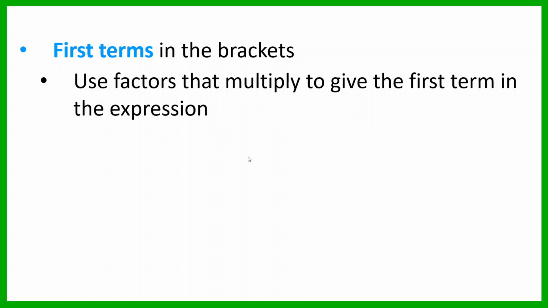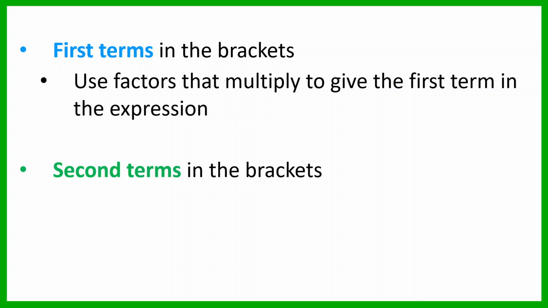Now, because we're only working with x squared plus bx plus c, and there's no a in front of the x squared, it'll just be the square root of that first term. When you start working with trinomials that have ax squared, then it's going to be a little bit more tricky. But for now, we're just going to have the square root of the first term. The second terms in the brackets are going to be a little bit more tricky.